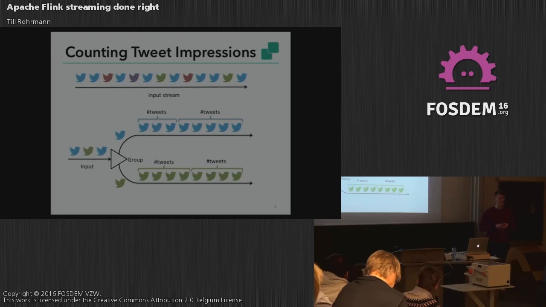But since all theory is gray, let's look at an example, and this example is going to accompany us for the rest of the talk. I want to count tweet impressions with you. So you have an input stream of events where each event signifies that a certain tweet has been fed to a feed. And now what you want to extract from this input stream is how many impressions the blue tweet or the green tweet got over a given amount of time.